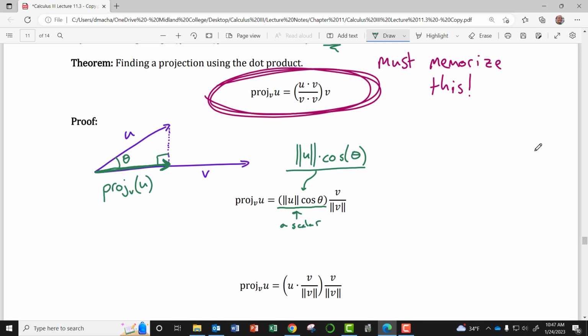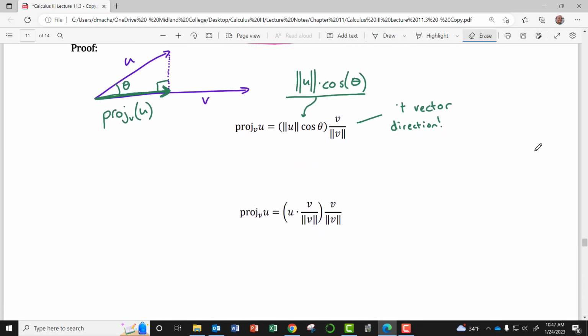What about the direction? Well, this right here, you'll notice, is the vector v, but it's normalized. And since this is normalized, it is a unit vector, meaning it doesn't change the magnitude, because the magnitude of this unit vector is 1. But it does give us direction, since this is a vector. And so I have the correct magnitude given here, and then the correct direction, that is the direction of the vector v, given there. Okay?